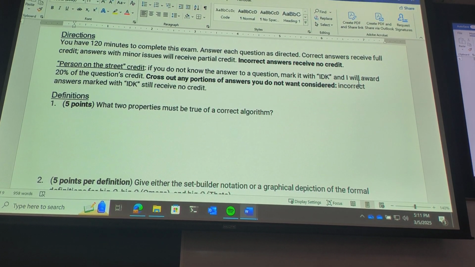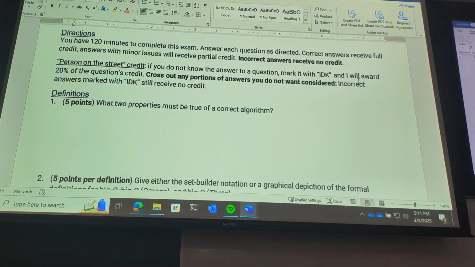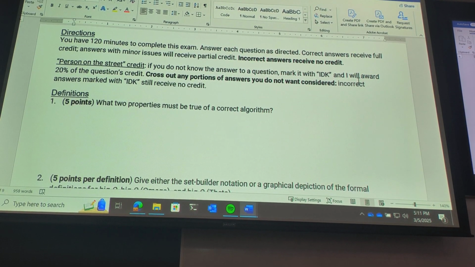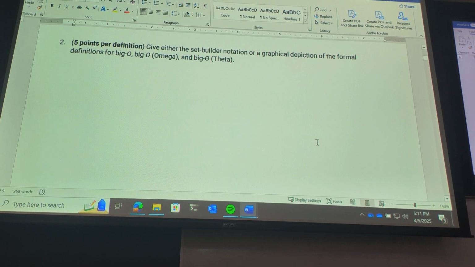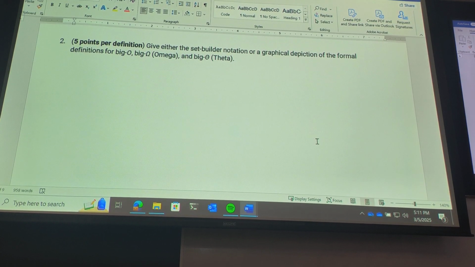All right, problem number 1, what 2 properties must be true of a correct algorithm? We've studied that to the ground, hopefully you regurgitate it, all right? Number 2, for each definition, give me either the set builder notation or a graphical depiction of the formal definitions for big O, big omega, and big theta. Hopefully you've studied that to the ground and understand it, or can regurgitate it.